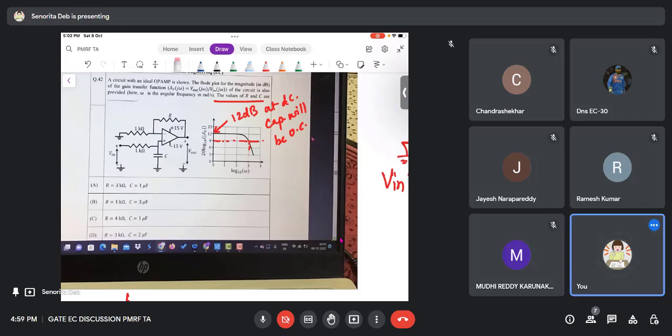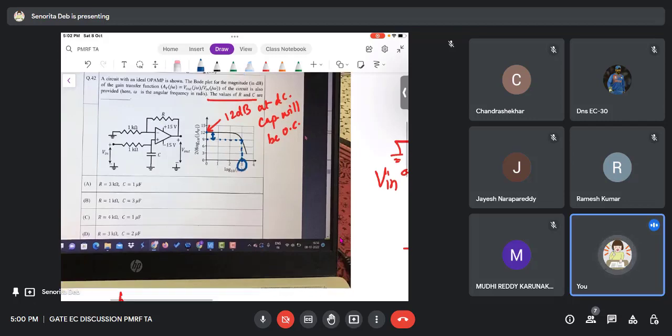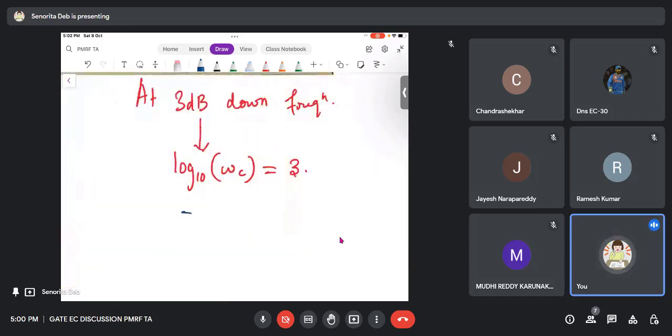So please understand that 12 is your 0 volts, and I just showed that the 3 dB corner frequency is there. So at 3 dB down from 12 dB, what is the value? 9. So at 9, what is the frequency? 3, right? 3 is the frequency at 9. So this is at log 10 omega, that's why log 10 omega C is 3. This implies omega C is nothing but 1000 radian per second.